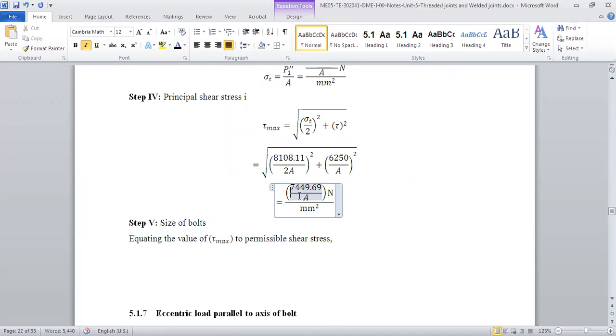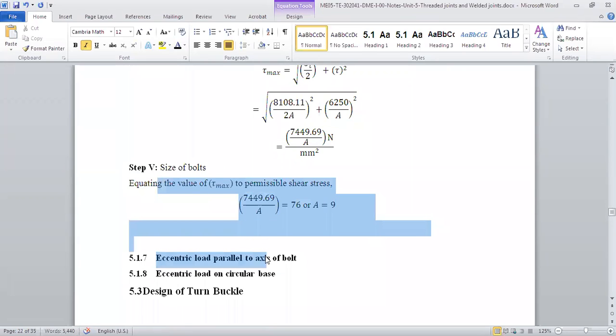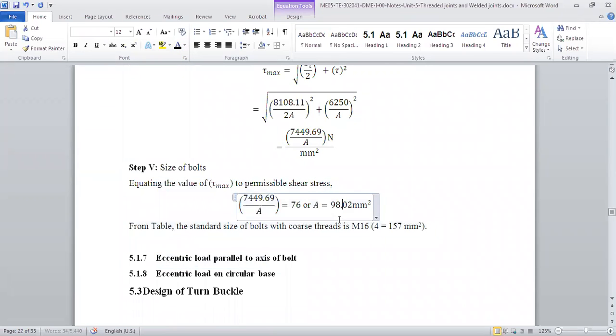So if we match this, it comes to 7449.69 upon area, Newton per mm square. This should be equal to your allowable shear stress, right? So if you match this with your 76, we get the area as 98.02 mm square. So that is equal to pi by 4 d square.